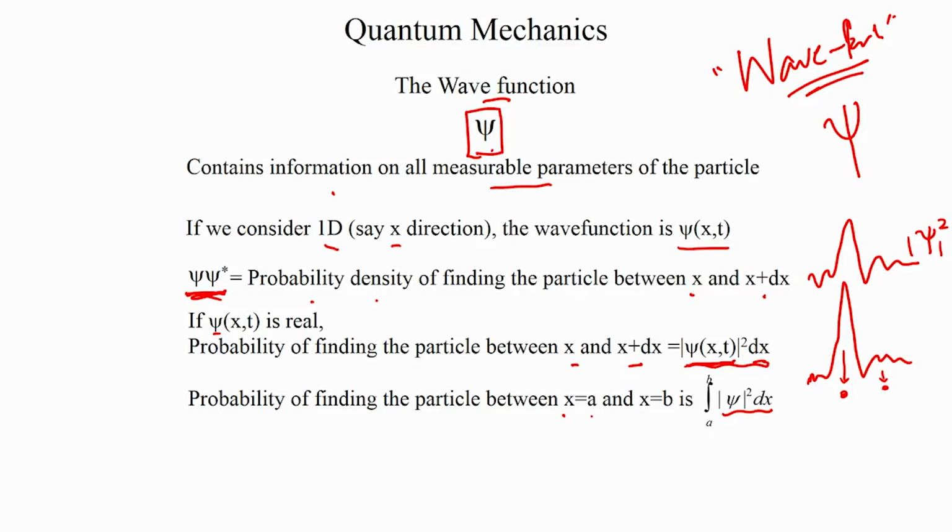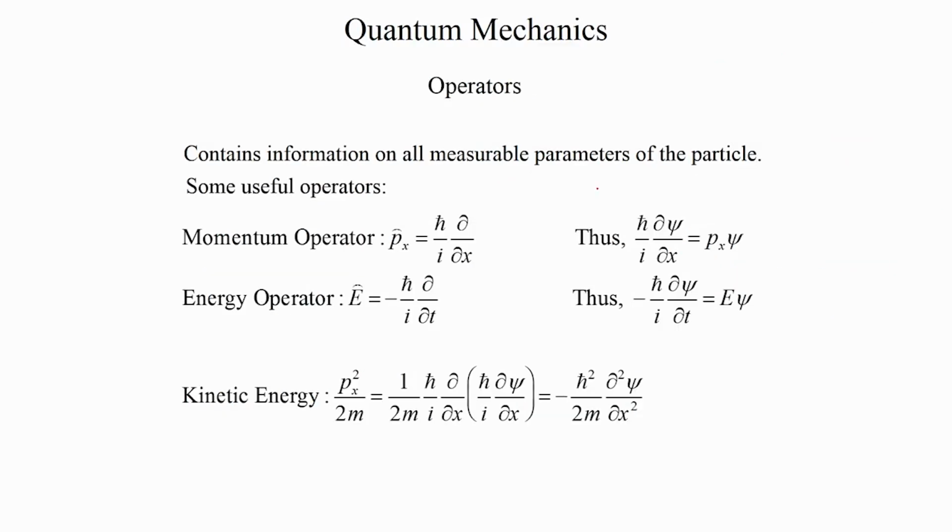Now let us look at some more properties of this wave function. It is a very important concept. We said that the wave function contains all measurable parameters of the wave particle, and that these measurable parameters could be obtained or extracted from the wave function by operating on it. So what are some of the useful operators? We now look at the momentum operator and the energy operator, and using these, define something called the kinetic energy operator.